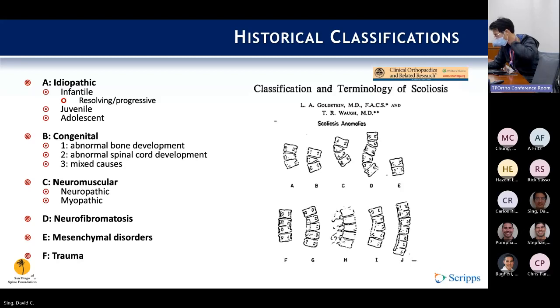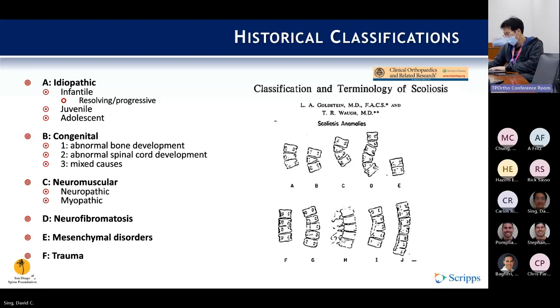Neurofibromatosis was also commonly seen, as well as mesenchymal disorders, which include Marfan's or arthrogryposis, and a subset of that was acquired disorders like rheumatoid arthritis. And then finally, there's post-traumatic scoliosis. So you get a fracture, and they also include iatrogenic causes, like getting a flat back after surgery, or some kind of coronal curvature after surgery, or radiation causing a curvature over time.